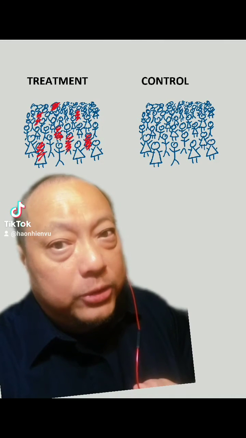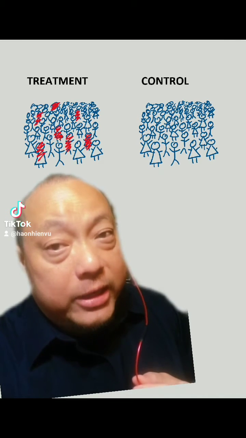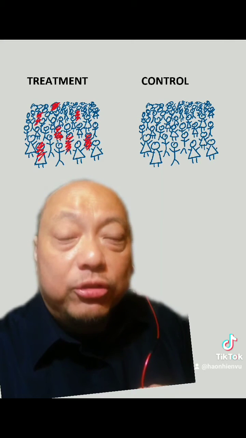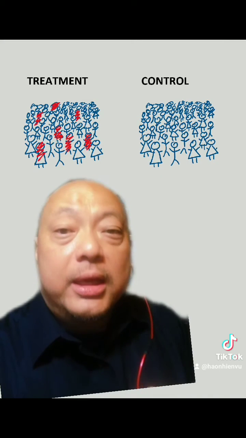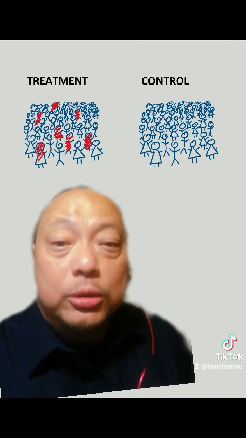Imagine we give the treatment to 1,000 patients and 7 of them die. We don't know if that 7 is a high number or a low number unless we have another group of 1,000 patients to compare with. That would be the control group, where we give the patients the placebo.